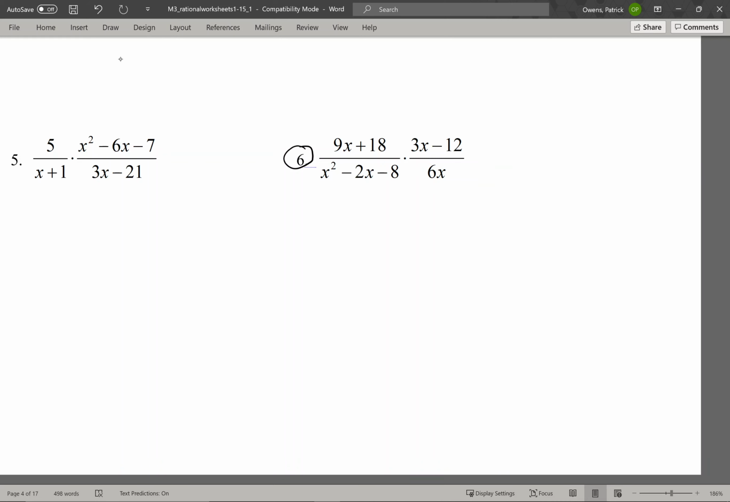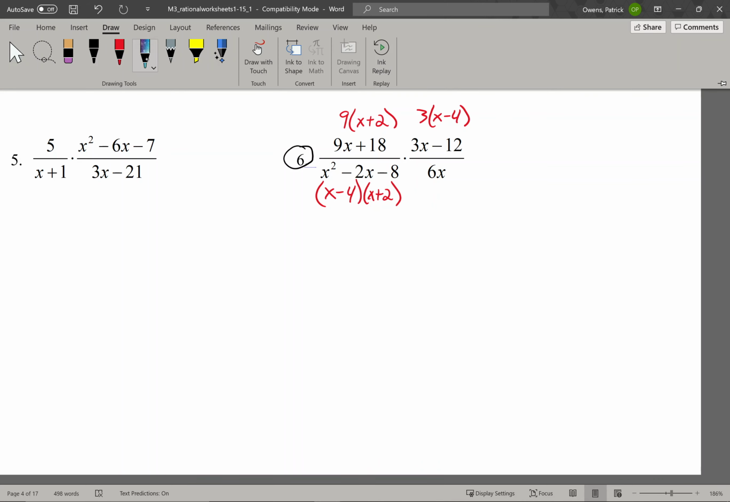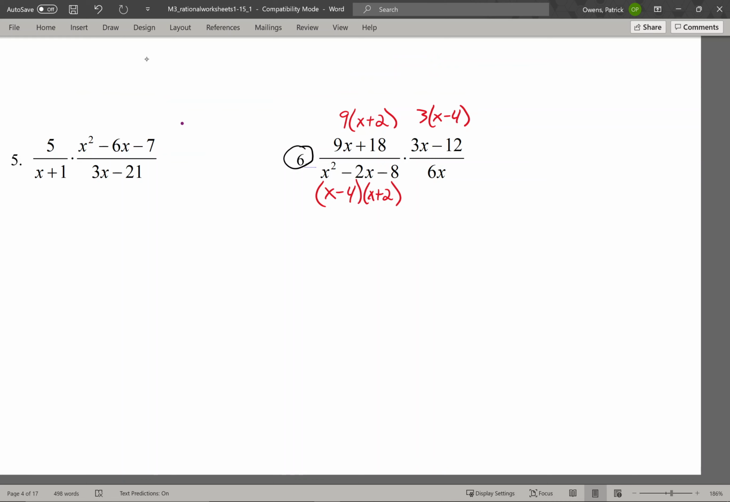So here we want to factor everything. We can factor out a 9 from this numerator, a 3 from this numerator. We always want to look for our greatest common factor first, whether that's a constant or variable or some combination of such. Here we factor this trinomial. We've got x minus 4 times x plus 2.